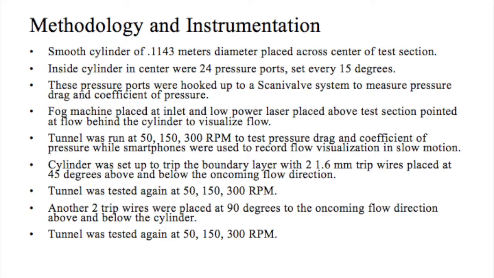In order to visualize the flow, a fog machine was placed at the inlet to show how the airflow was moving through the wind tunnel over the cylinder, and a low-power laser was placed above the wind tunnel, pointing at the flow immediately behind the cylinder to better see the flow separation.